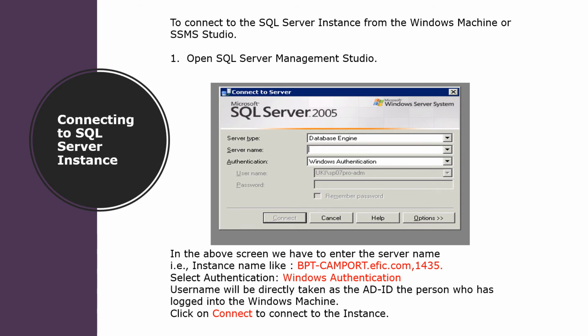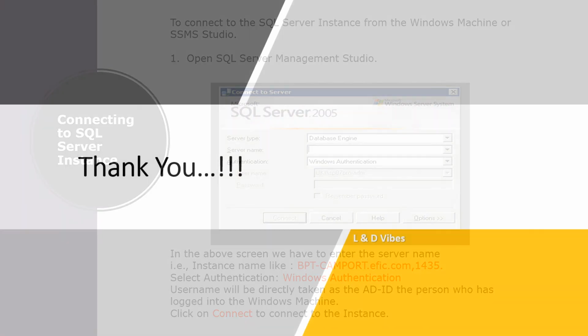In the above screen we have to enter the server name, that is the instance name, like bptcamport.fx.com, 1435. Here the 1435 denotes the port number which we have to specify. Without specifying this port number, we cannot connect to the instance. Now we have to select the authentication as Windows authentication, and the username will be directly taken as the AD account which you have logged into the Windows machine with, and click on Connect to connect to the instance. Thank you.